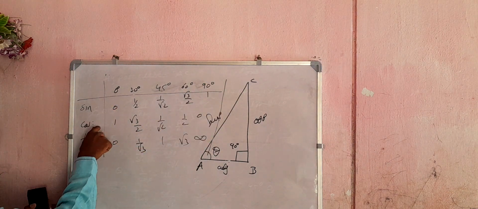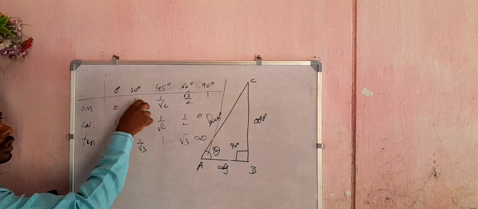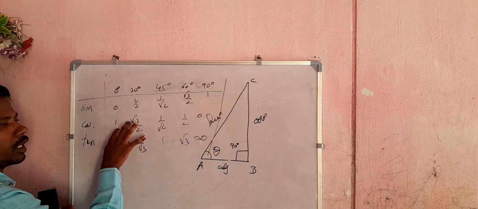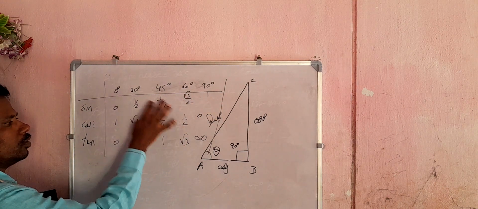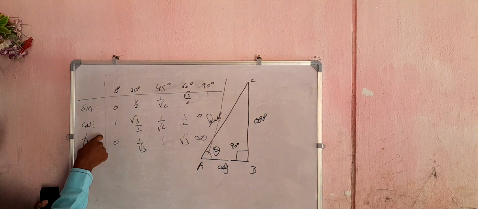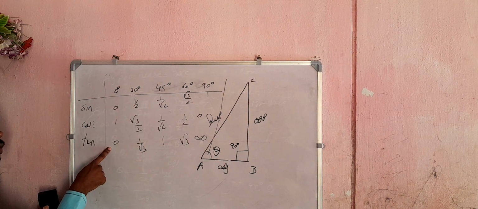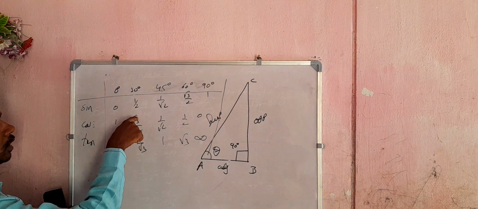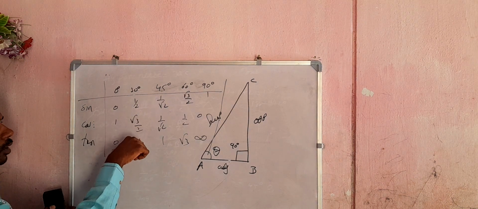Next, cos 0 is 1, cos 30. I told you to reverse this. 1 we are writing here, then root 3 by 2, 1 by root 2, 1 by 2, 0. Next, tan: you divide sine by cos. 0 by 1 gives 0. Then 1 by 2 divided by root 3 by 2. This is nothing but 1 by root 3.